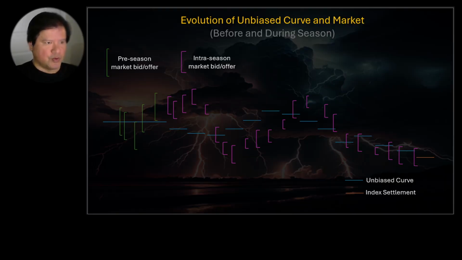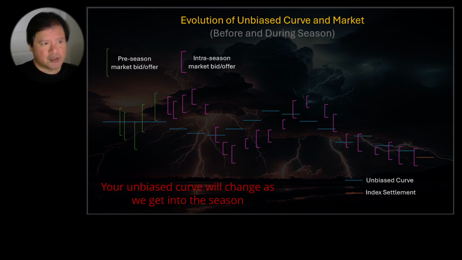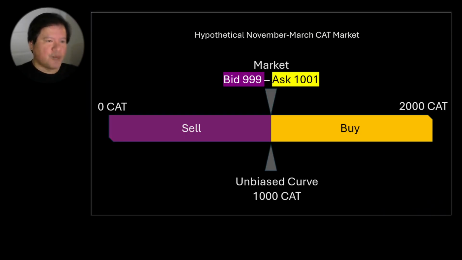Now it's really important that you recognize what I just said, that this is where your curve starts. In other words, this is pre-season, because your unbiased curve is going to change as you go into the season. And we'll go through this later. So let's get back to our example. We have our hypothetical Novi-March index. We also have our curve at 1,000, right in the middle.